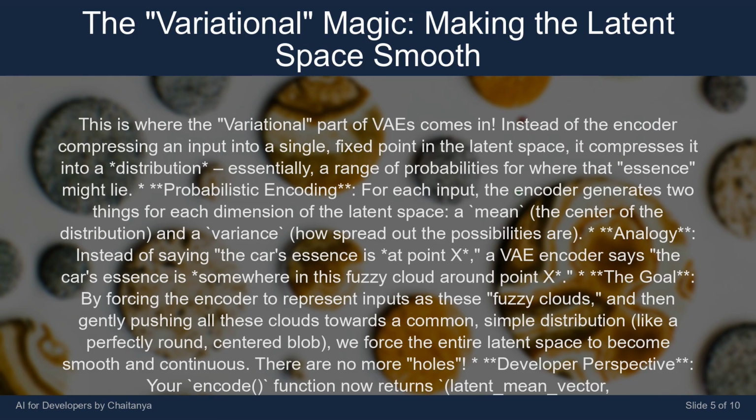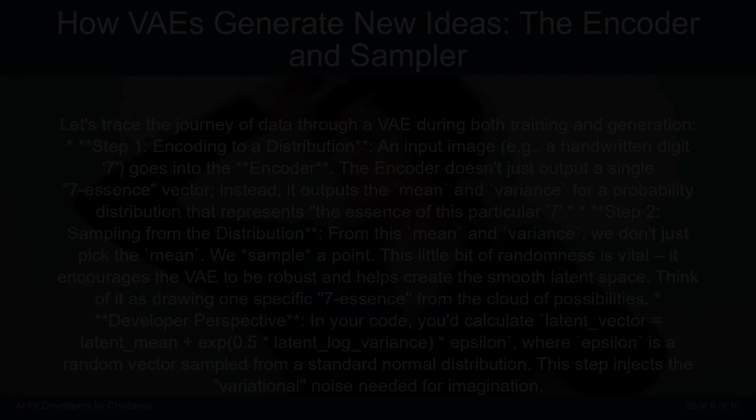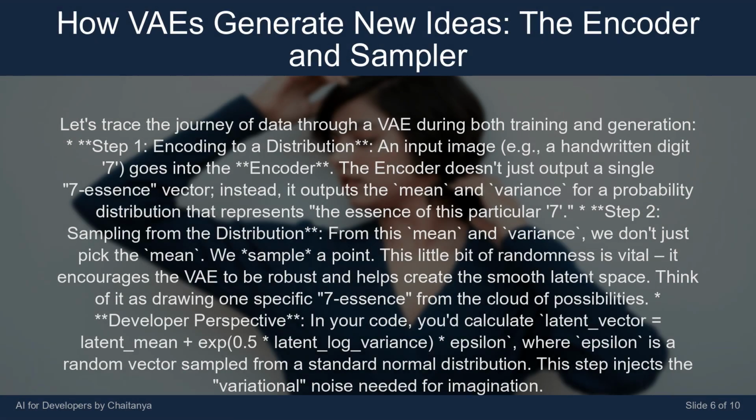Developer perspective. Your encode function now returns latent_mean_vector, latent_log_variance_vector, instead of a single latent_vector. This extra information is key to organizing the latent space. Let's trace the journey of data through a VAE during both training and generation. Step 1.